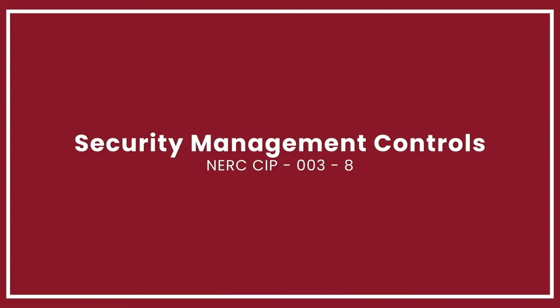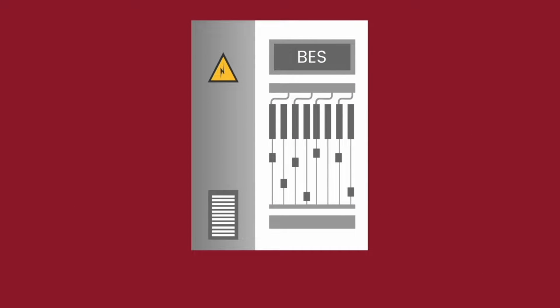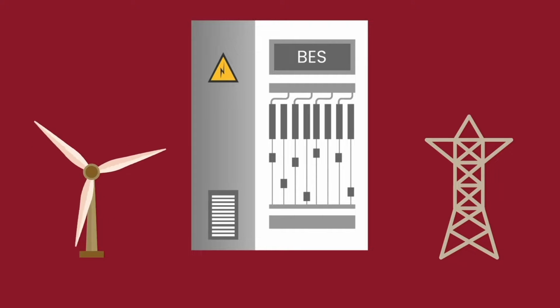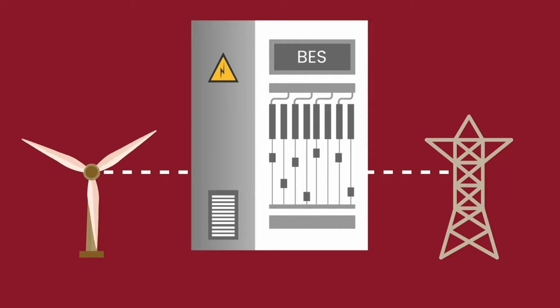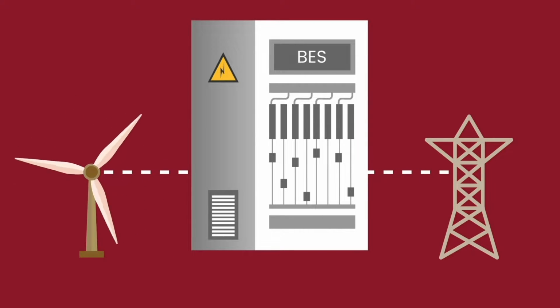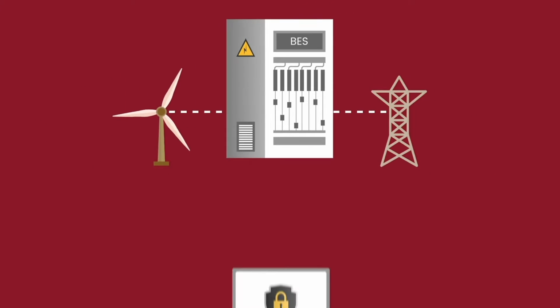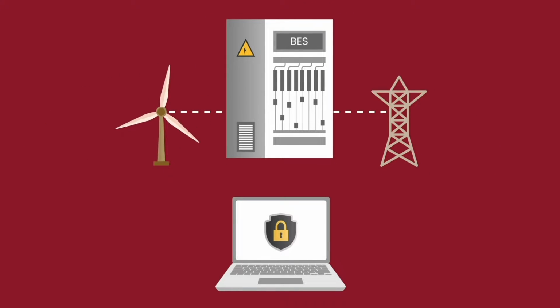Security management controls. Security management controls addressed in this standard are designed to ensure that consistent and sustainable security controls are applied. This addresses security controls as they relate to low-impact systems and identifies which security management controls relate to medium and high-impact systems.